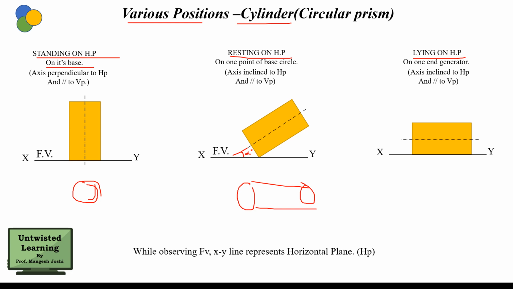The third position could be lying on HP on one end generator. The cylinder is lying on HP along the height or end generator. So this is your end generator. So the top view of this will be a rectangle, and the circular portion will be seen in the side view. I hope you are able to imagine all these cases. And if you are not able to imagine these cases, take a water bottle and then try to imagine.